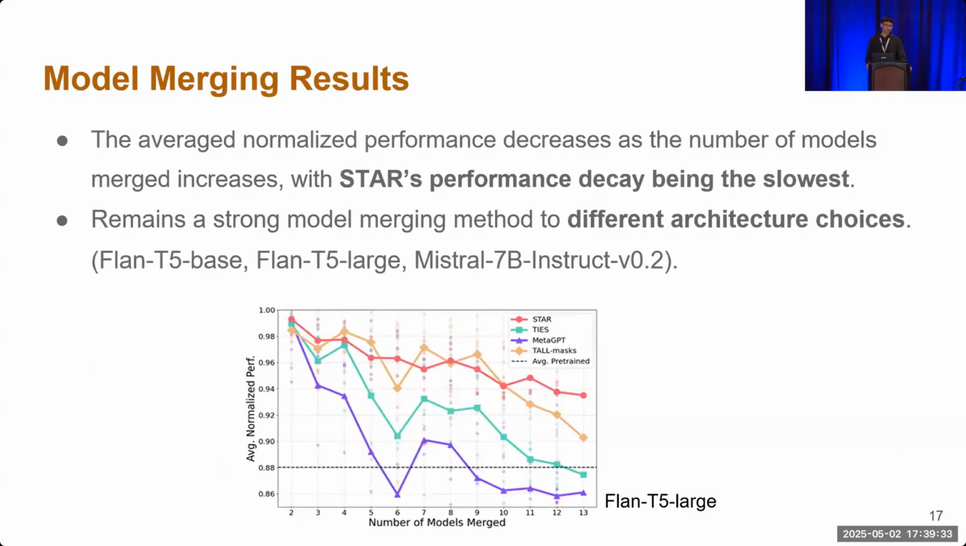Okay, now let's finally see the final merging results with several baselines. We have two major findings here. The first is the average normalized performance decreases as the number of models increases as expected, but STAR's performance decay is the slowest. Second, STAR remains a strong model merging method across different architectures. We only show the performance of FLAN-T5 large here, but you can check our paper for FLAN-T5 base and Mistral 7 billion instruct. So these findings show that we have successfully mitigated the task conflicts we mentioned earlier. So for now, the three challenges are all resolved or mitigated.